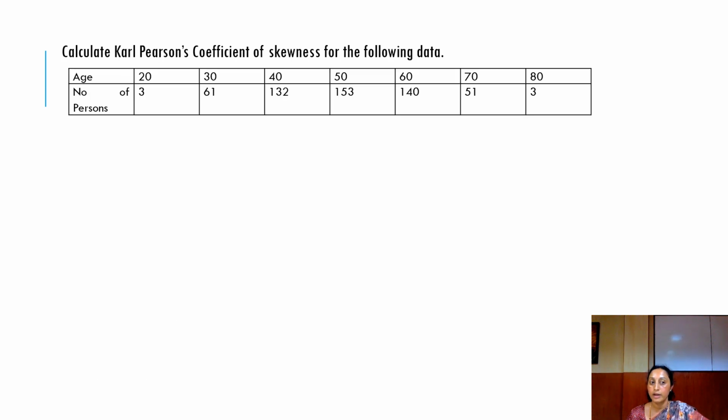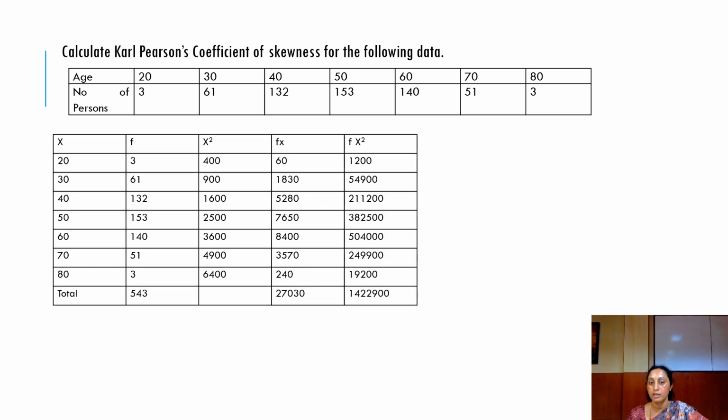Now let us find the skewness for the discrete observation. Here we have age and the number of persons. We have 3 people whose age is 20 years. We have 61 people whose age is 30. Like that, the data set is given to us. We shall find the skewness in the age.